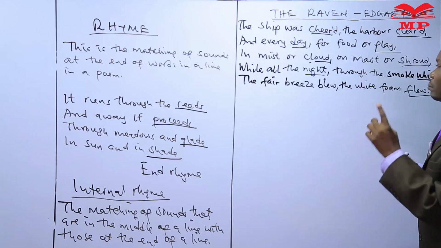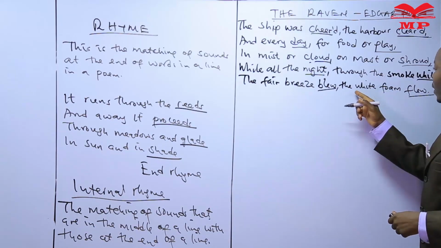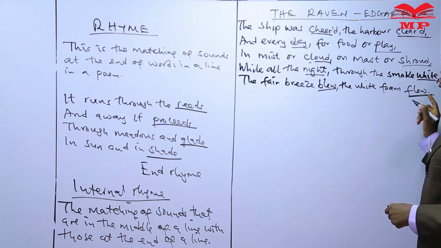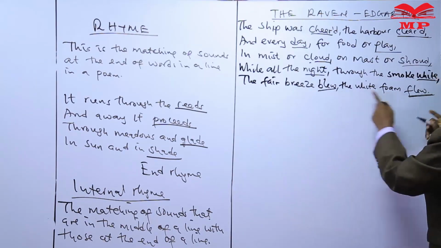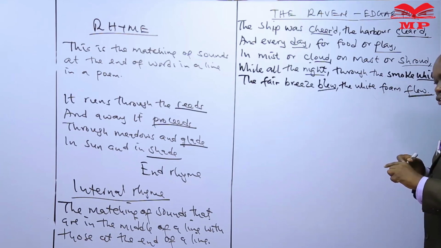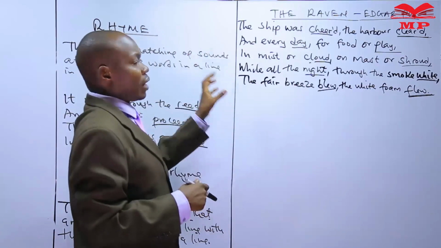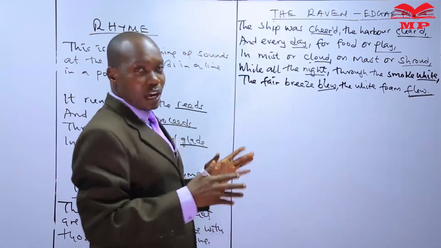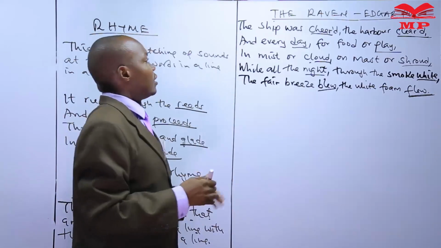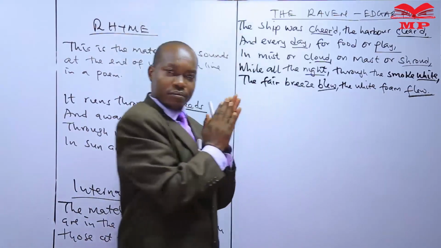The fair breeze blew while the white foam flew. So again, blew and flew. These two words have the same sound. So students, if you look at this poem, you can see words which are rhyming. The only difference is some words are somewhere in the middle of the line.